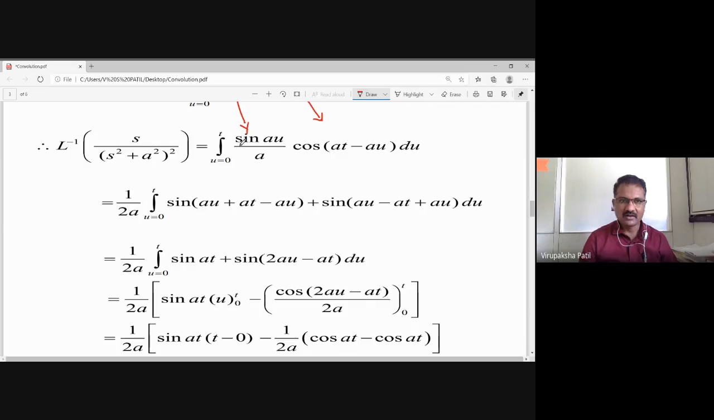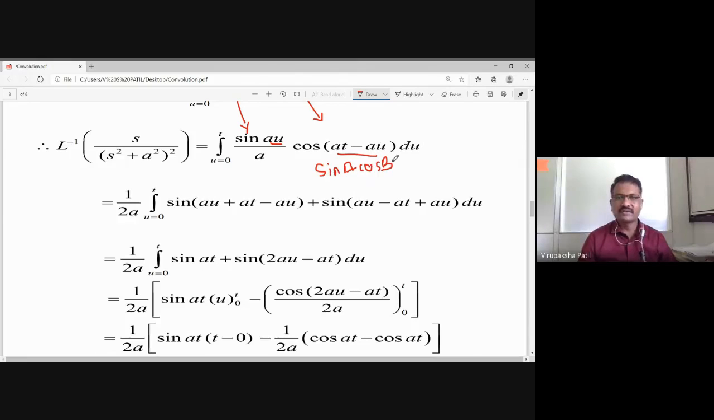Now 1 by a is a constant. I have written it directly here, but 1 by a is a constant. You take that outside. Then it is of the form sine into cos. Directly you cannot integrate. It is of the form sine a into cos b, this is your a, this is your b here.